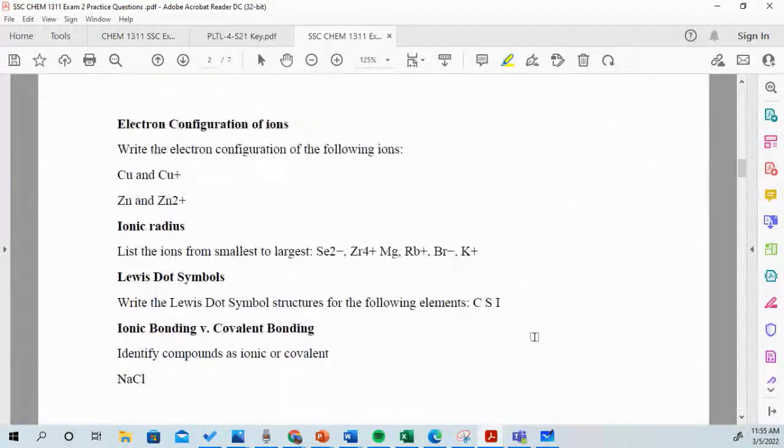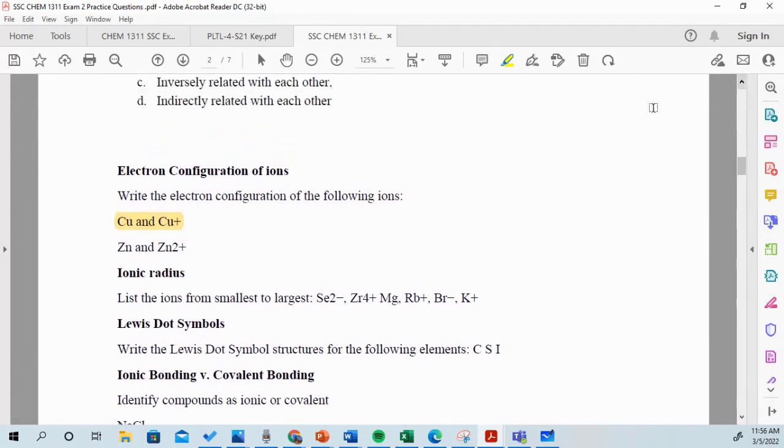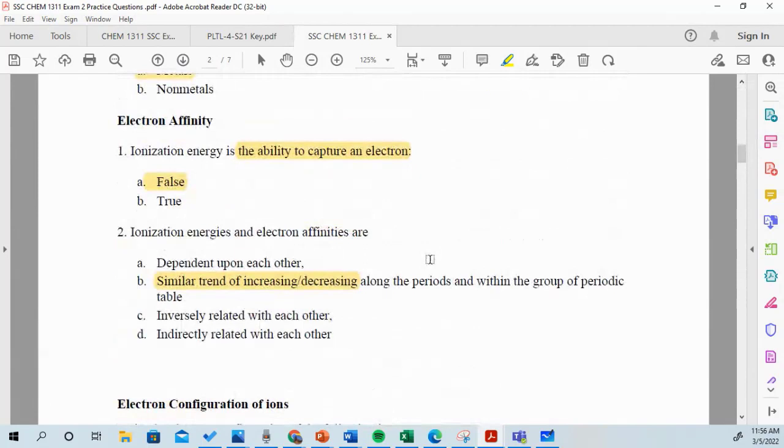So, electron configuration of ions. Can you guys tell me what is the electron configuration of...? Yes, so ionization energy is the energy required to remove an electron versus electron affinity is the ability to gain an electron. I think one of the supporting leaders can also add on to this explanation.